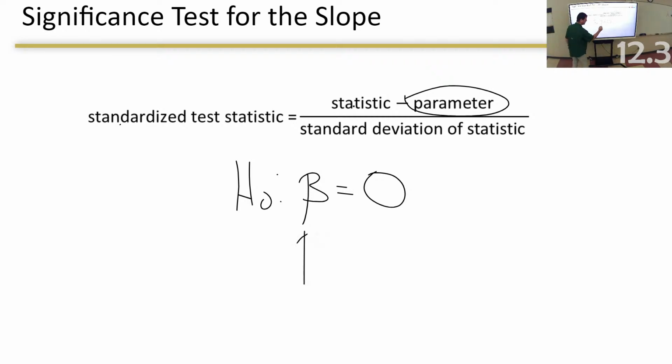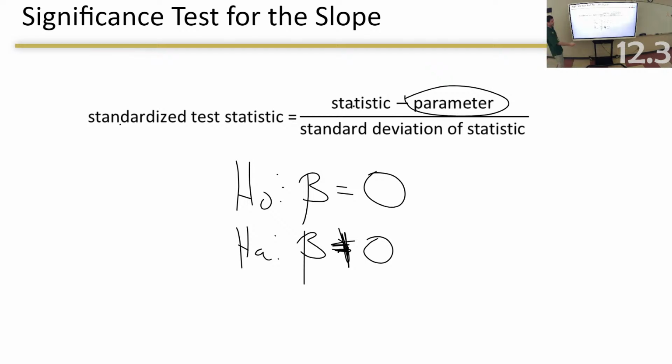We think there's a positive relationship, or we might think that there's a negative relationship. So if we think there's a positive relationship, then the slope will be positive. If we think there's a negative relationship, the slope will be negative. We assume there's no relationship, but we might think there is a relationship, positive or negative.